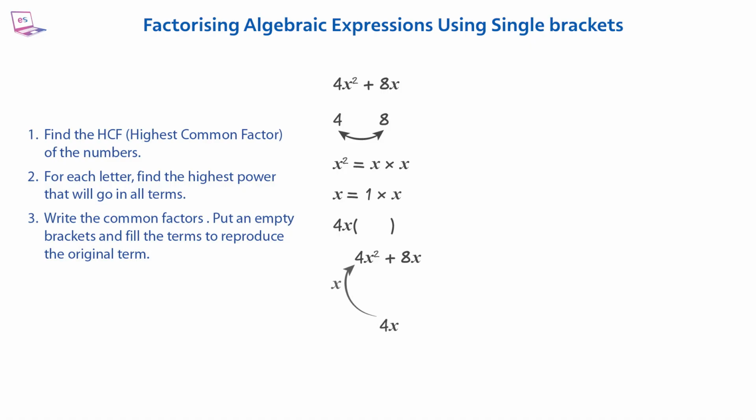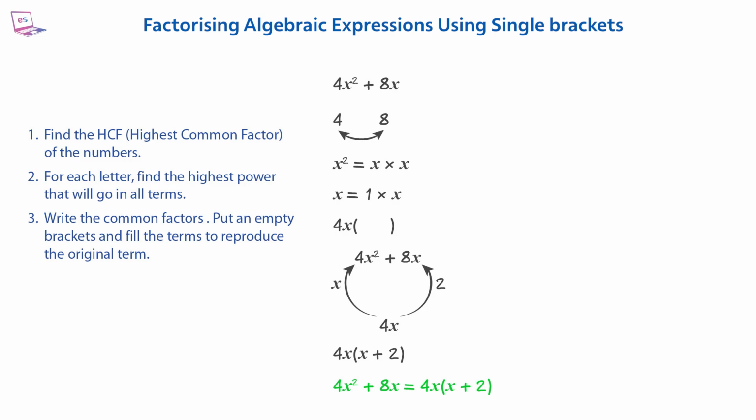4x times x equals 4x squared. 4x times 2 equals 8x. The answer is 4x, brackets, x plus 2. When you factorize 4x squared plus 8x, you will get 4x, brackets, x plus 2.